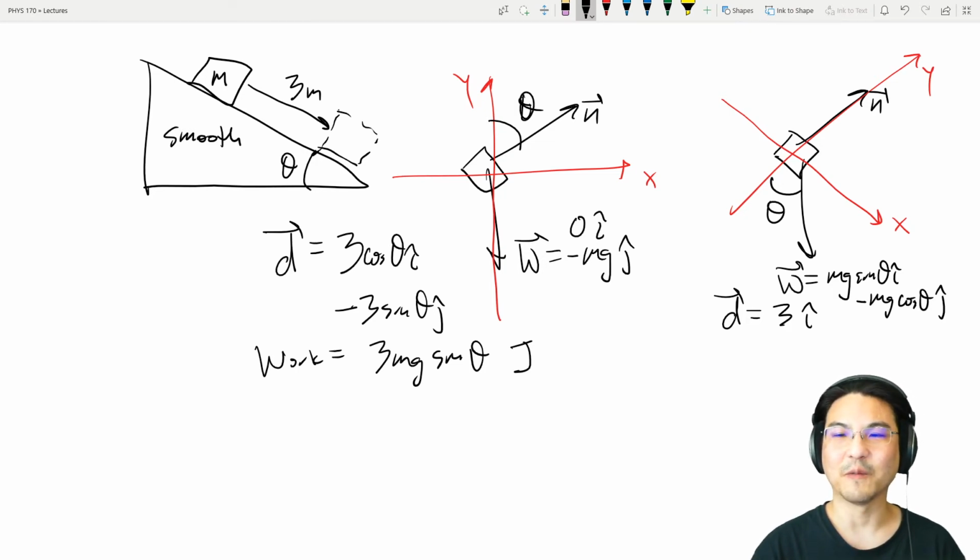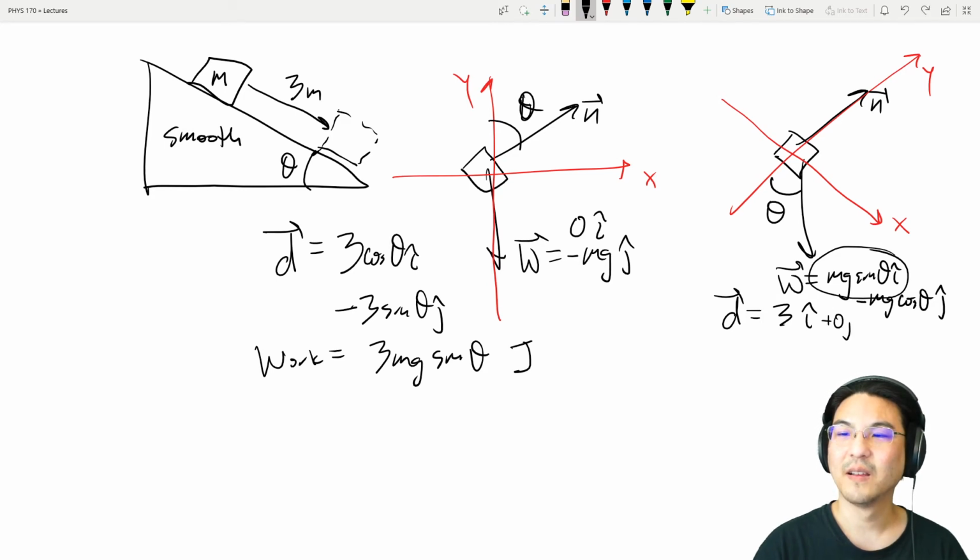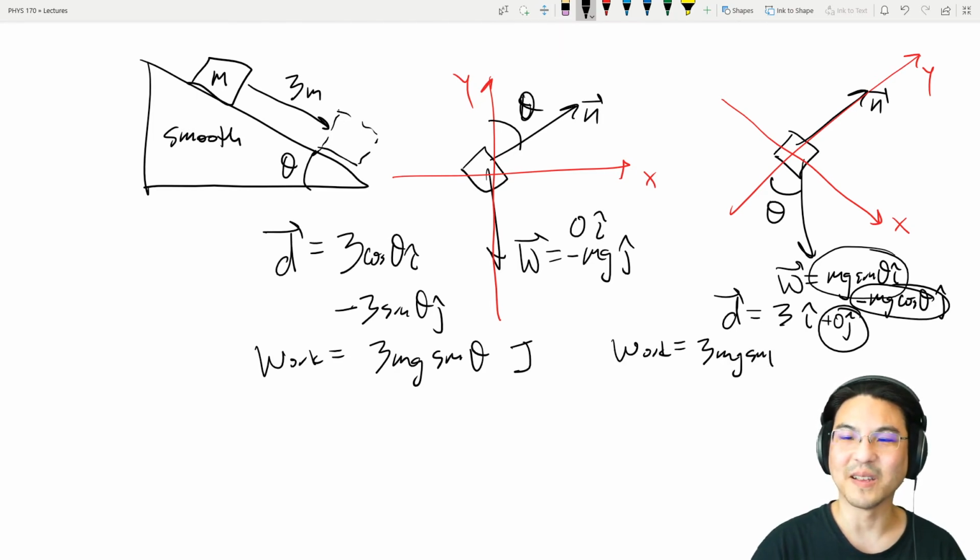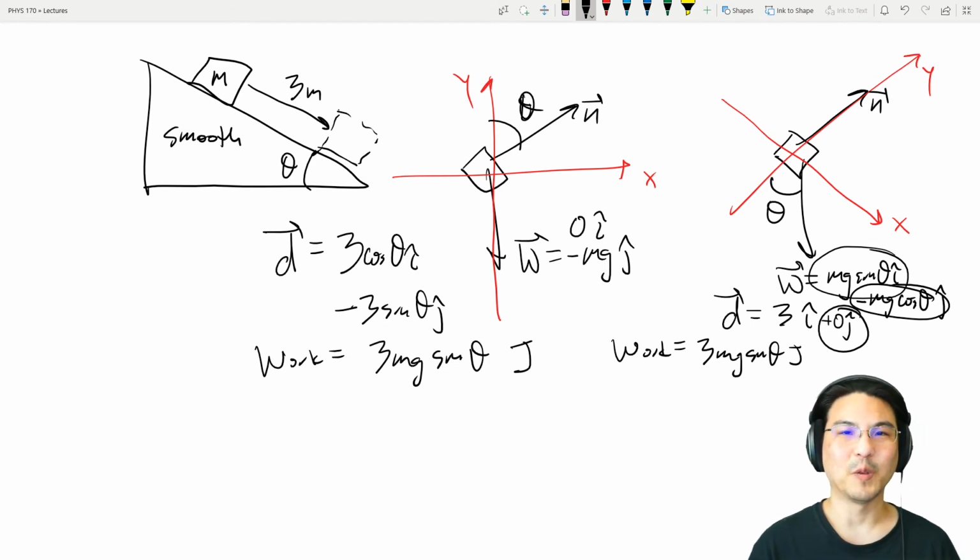Okay, and then if we solve for the work, it's this times this plus this times this. So the work would be 3 mg sine theta joules. Same, right? So you pick your coordinates however you want to make the math simpler for you. And in either case, we got the work being positive.